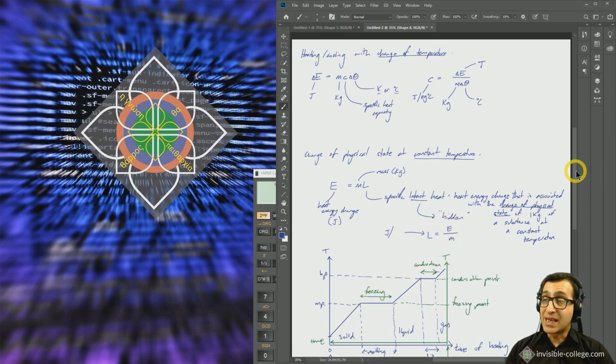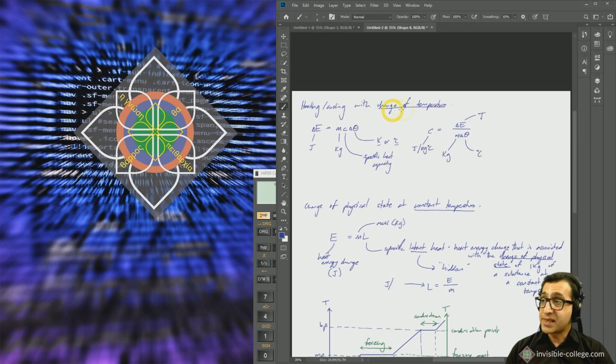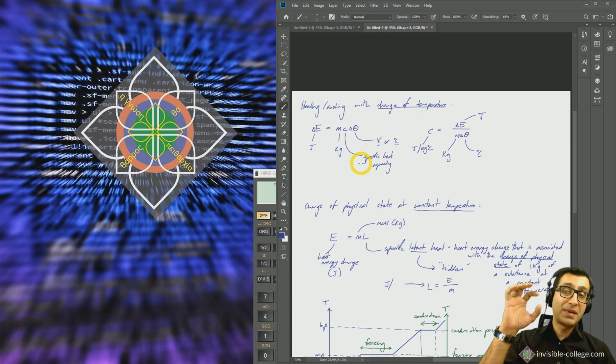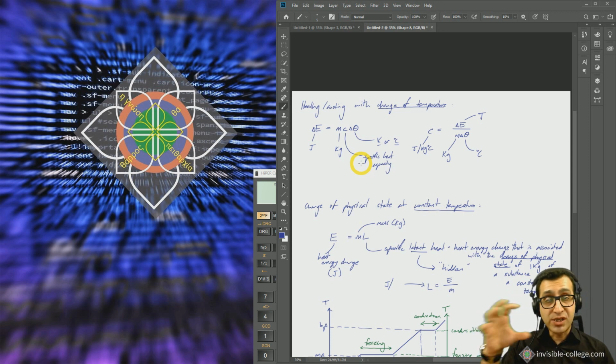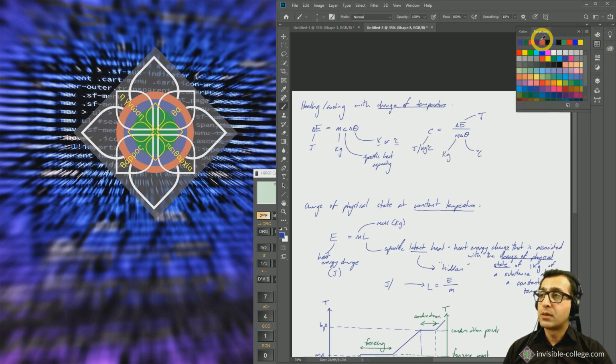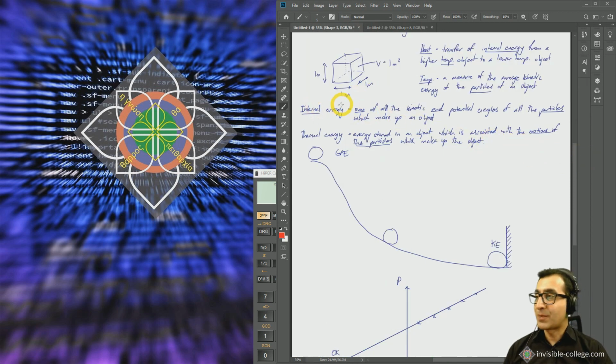So this is what specific latent heat means, and it's hidden because in this case, when you're changing the temperature of something, you're adding heat energy or taking away heat energy, and what that's doing is it's being transferred to or from the kinetic energy store of the particles of an object. In this case, it's being added or taken away not from the kinetic energy store, but from the potential energy store. So the fundamental difference between these two processes is that they both relate to internal energy. Internal energy is the sum of all of the kinetic and potential energies of all of the particles which make up an object.